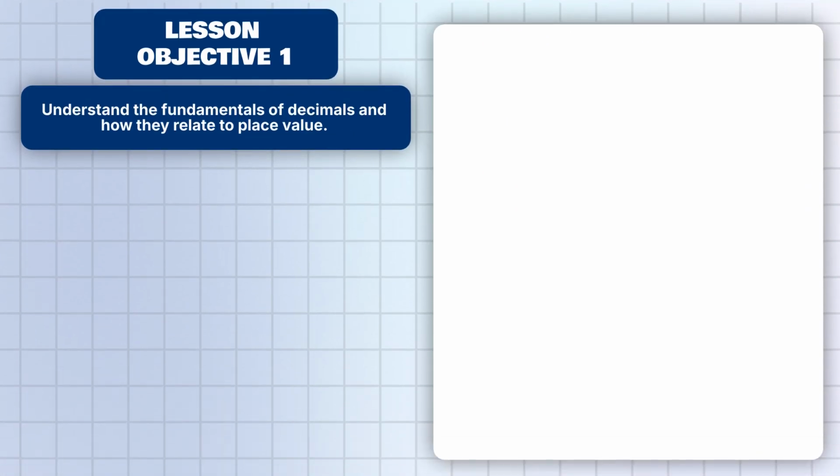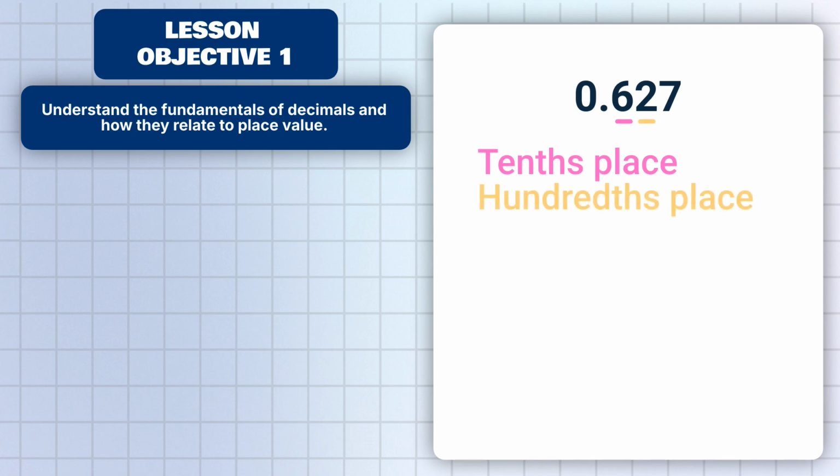Let's break down a 3-digit decimal number, say 0.627. Each digit in this number has a specific place value. 6 is in the tenths place, 2 is in the hundredths place, 7 is in the thousandths place. The name tells us how many parts the whole is divided into.